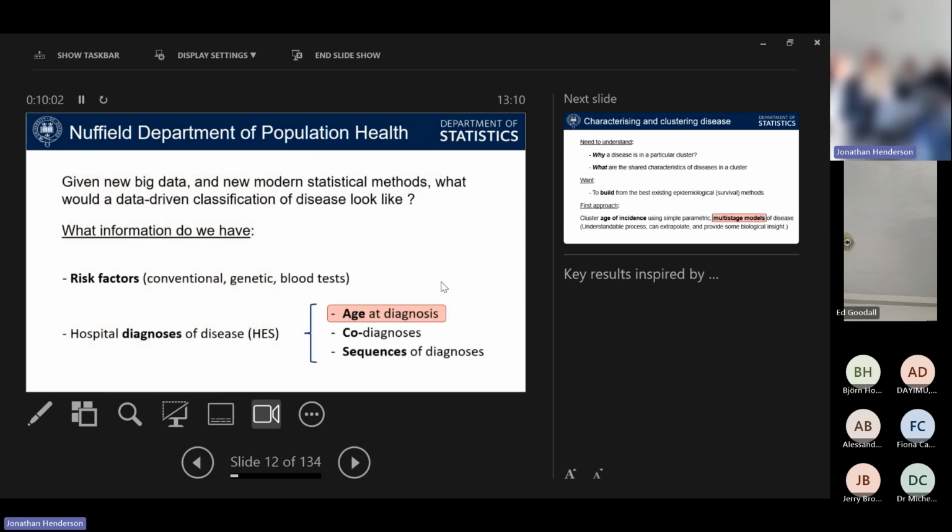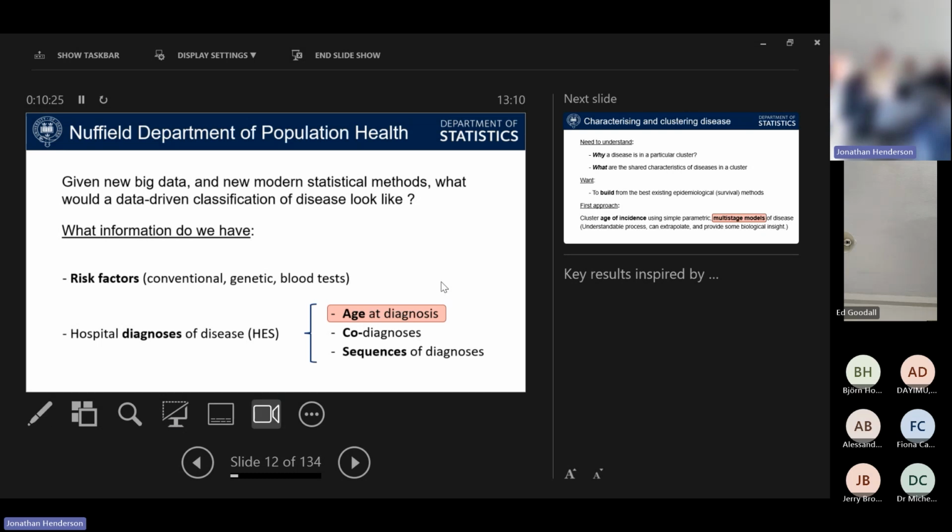When addressing this problem, the first thing I thought of was, well, what information do we have? So we've got a lot of information on risk factors. So there's conventional information such as BMI, smoking status, etc. There's genetic information, there's information from blood tests, and there's also these hospital diagnoses of diseases, which gives you information about the age at which they're diagnosed.